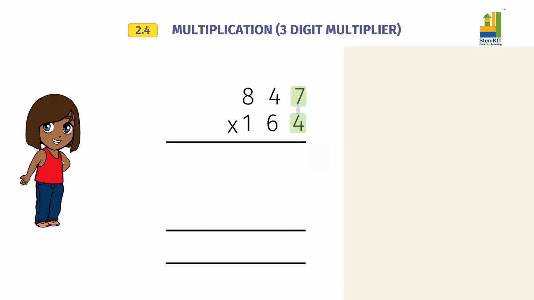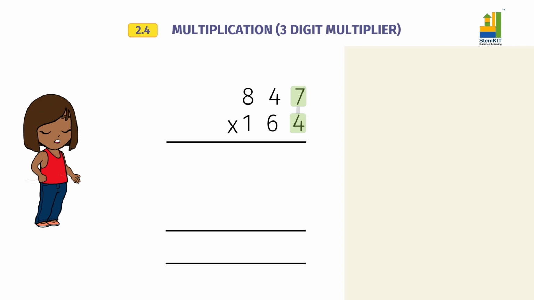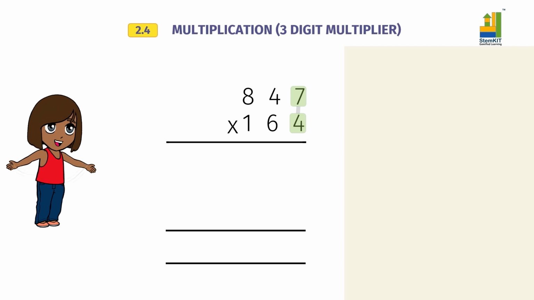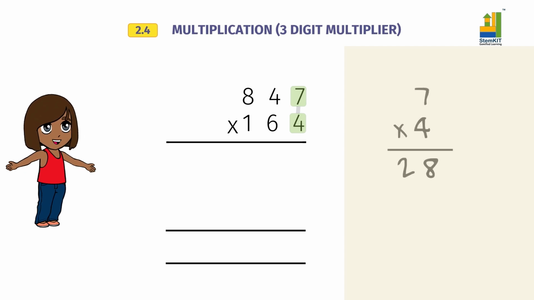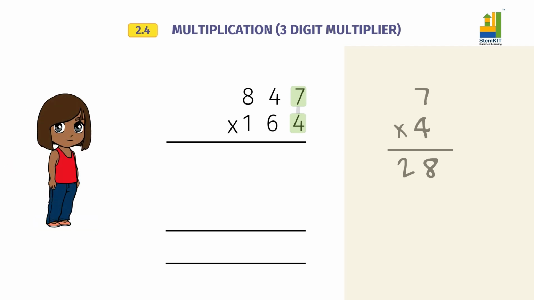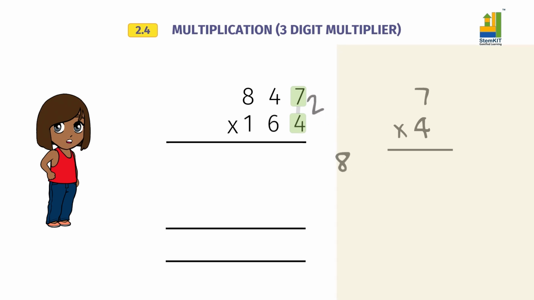Let's multiply 847 by 164. Here 164 is the multiplier. We will show the calculations on the right so you understand better. First, we multiply the unit of the multiplier with the number, from right to left. 7 into 4 equals 28. We write 8 and carry over 2.